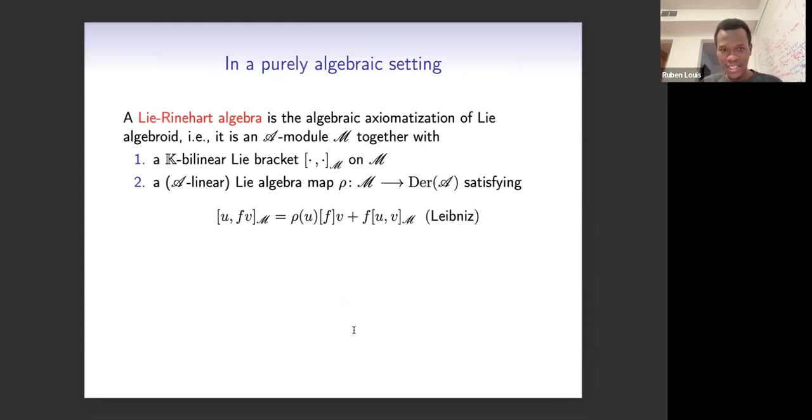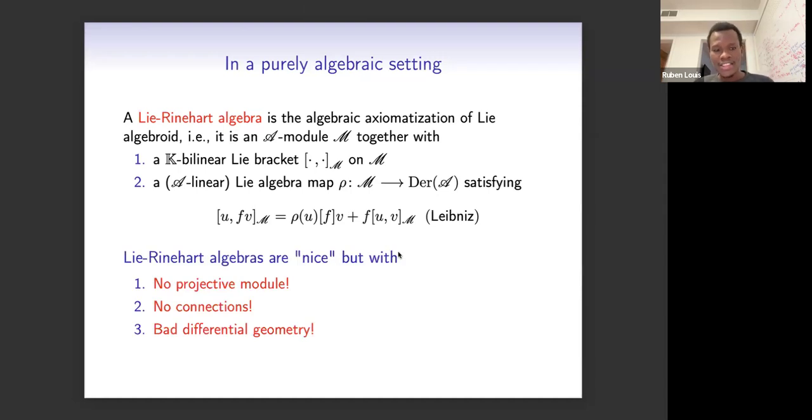You need an A-module M, where A is a unital algebra, and then you have a Lie bracket on M, but this bracket is only K-bilinear on M. If you multiply by a function, it acts as a derivation, so it is not linear with respect to A. There is also an anchor map, a map from M to derivations of A, just as for Lie algebroids, except that here we have this very algebraically. So we get this Leibniz identity that comes with it.